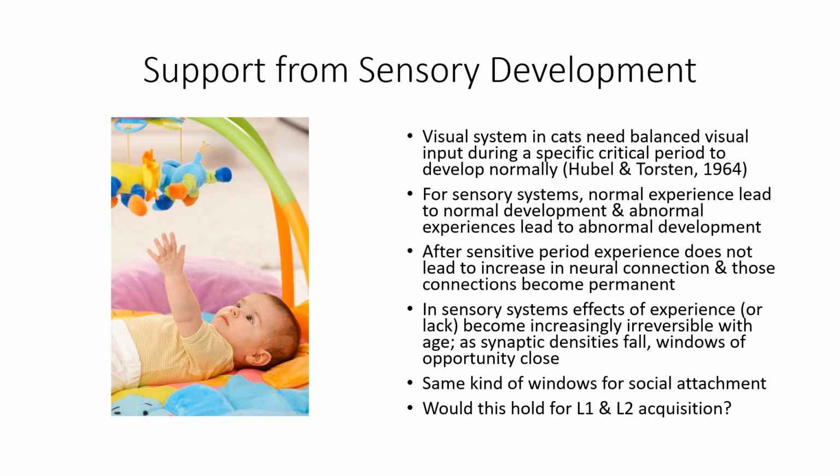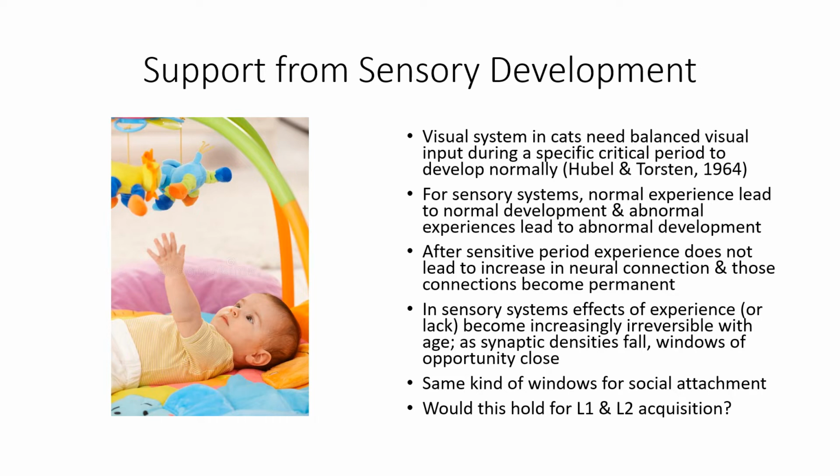In fact, the sensory systems, in order to develop normally, need to have normal experiences, normal stimulation. Abnormal experiences tend to lead to abnormal development, and a lack of experience tends to shut the development down entirely. After the child passes through that sensitive period, experience does not lead to an increase in neural connections, and those connections that are there, or the lack thereof, become a permanent state for the child. In sensory systems, the effect of experience becomes increasingly irreversible as the child ages.